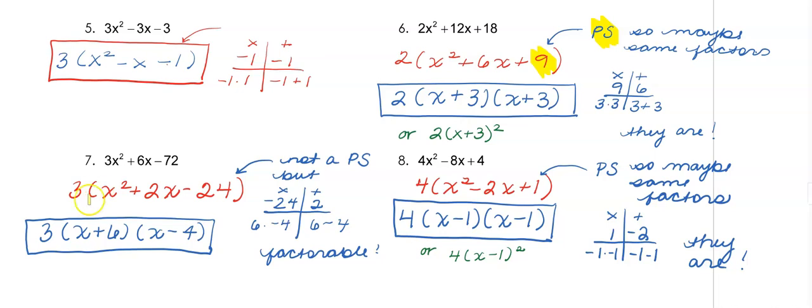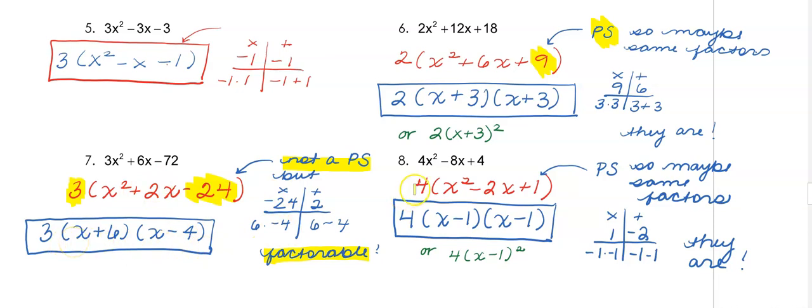Number 7, I again pull out a GCF. The greatest common factor was 3. And then notice that -24 was not a perfect square. However, it was still factorable. The numbers that multiply to -24 and add up to 2 are +6 and -4. Remember, do not lose that GCF.